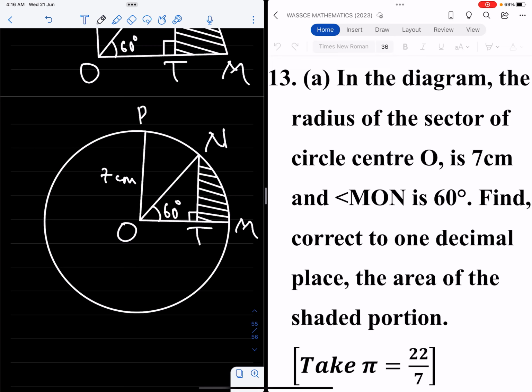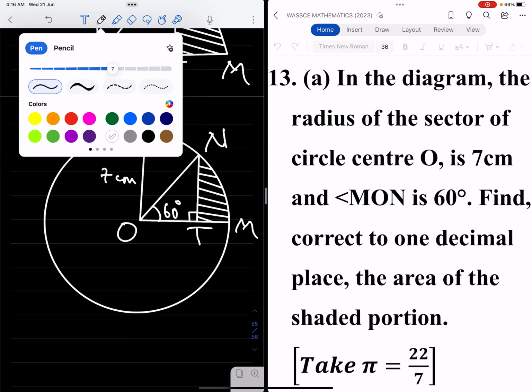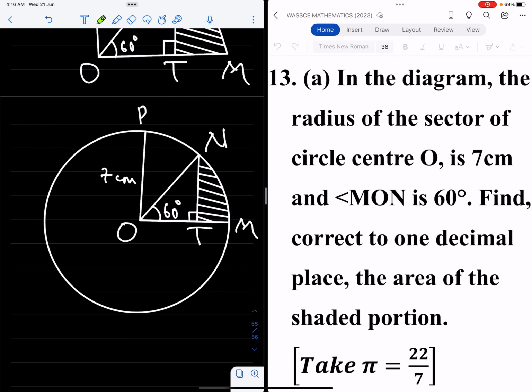Now we can see that the area of the shaded portion is the same as the area of sector MON minus the area of triangle ONT. That's it. If you subtract the area of triangle ONT from the area of sector MON, you get the area of the shaded portion. So that's what we'll do now.